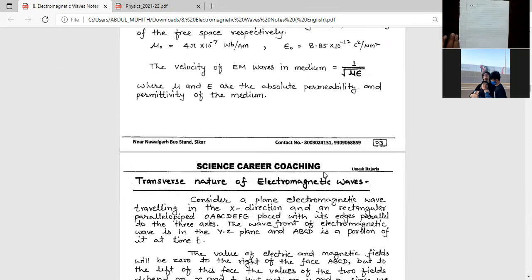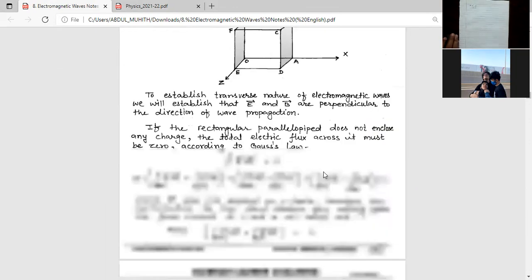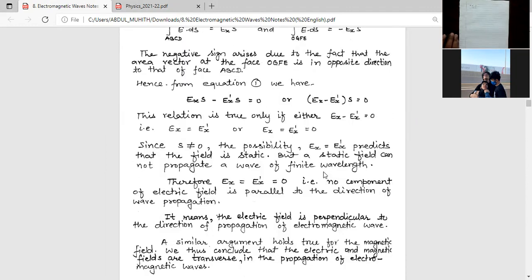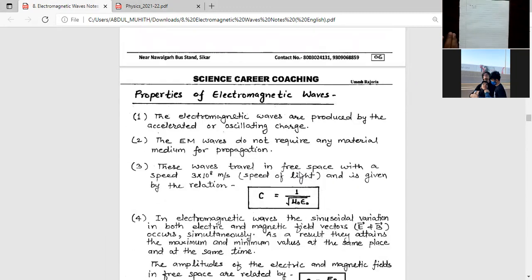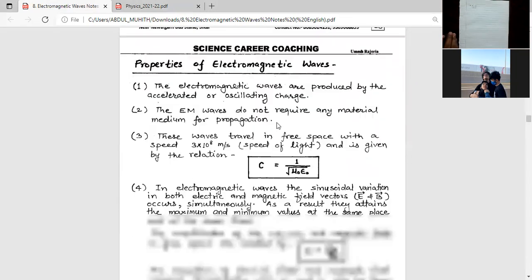Then properties of electromagnetic wave. Okay, only these two properties are required. So we will not go with this. Now we'll discuss directly the properties of electromagnetic wave here.